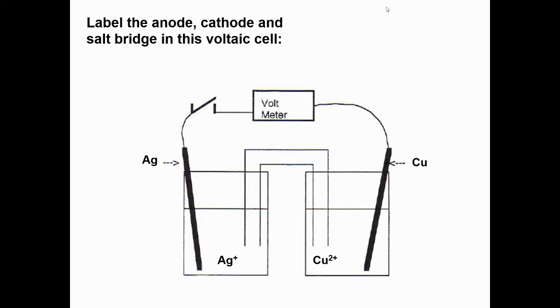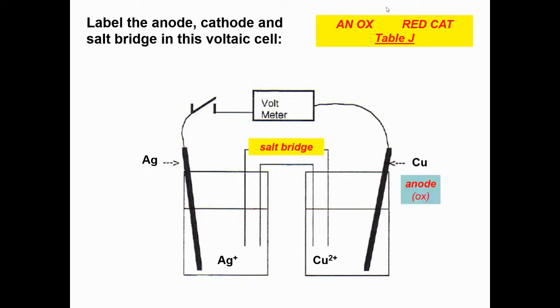All right, one more battery to label. We got a battery made of silver and copper. This is kind of an expensive battery. Okay, well, got to label the anode, cathode, and salt bridge. Which metal is higher up on Table J, copper or silver? Hit pause, look at Table J. An Ox and Red Cat and Table J are going to help you. That's the salt bridge. Copper is higher on Table J, so copper is the anode.